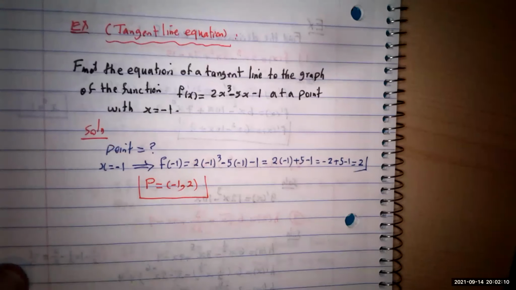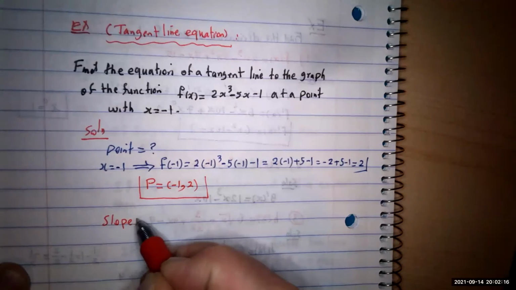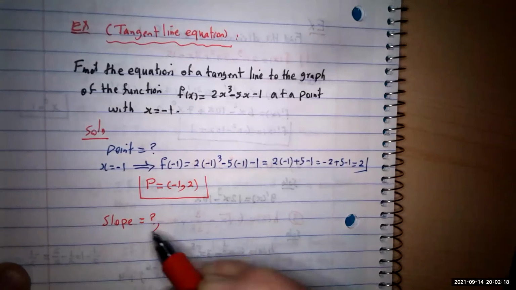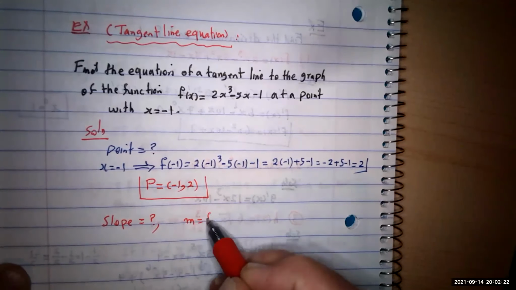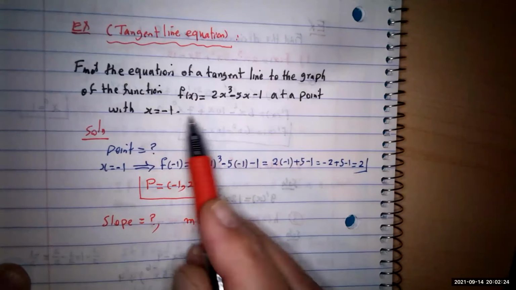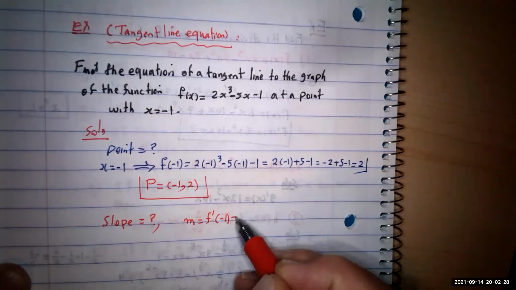Now we need the slope. That's step 2. What is going to be the slope of the line? Now this is calculus. The slope is the derivative. m is the derivative of the function, f prime, at what? At negative 1. So you have to find f prime of negative 1.